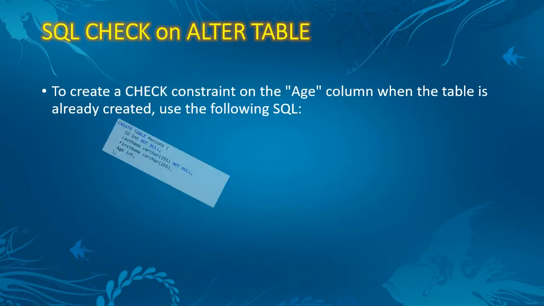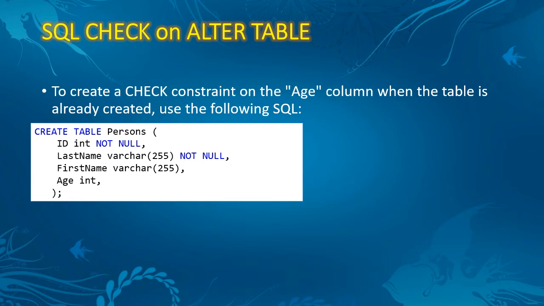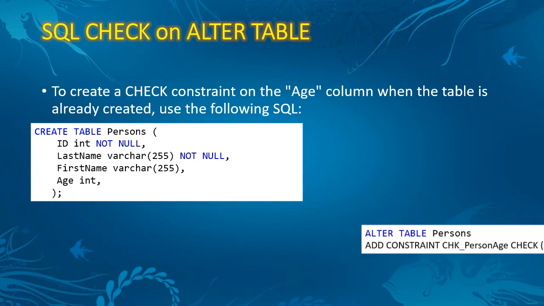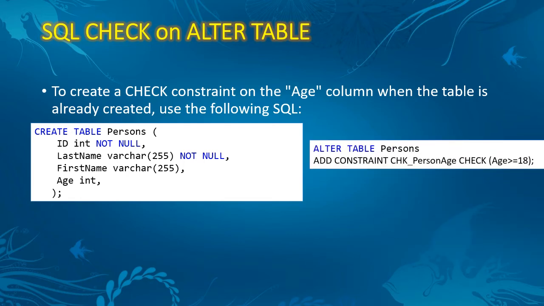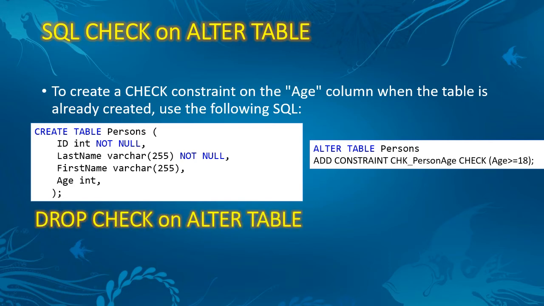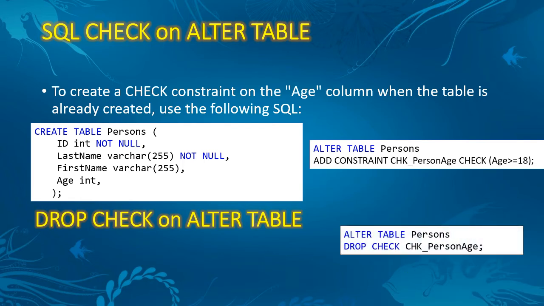So after creating the table, if we want to add a check constraint to a particular field, we can use alter table persons, add constraint, check person age is the constraint name, and check age greater than or equal to 18. That means the age column accepts only values greater than or equal to 18. If you want to remove the check constraint, you can use alter table persons, drop check person age, that is the check constraint name.